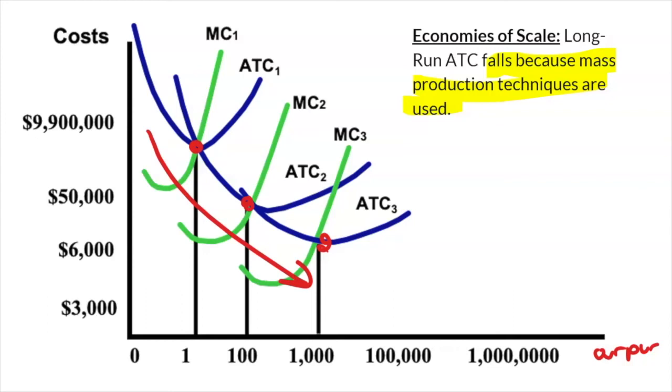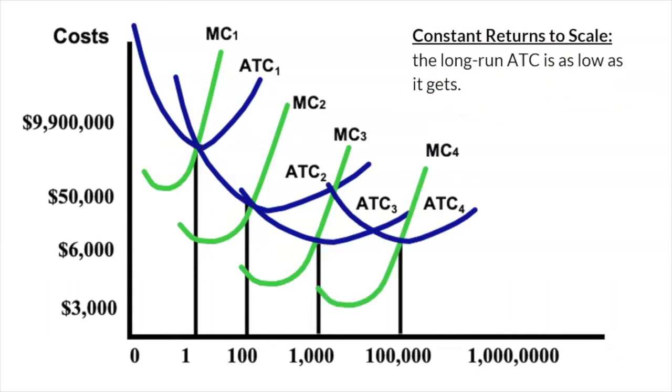And so yes, while the actual cost of running the business is increasing, the average per unit price of all these different resources is falling and falling and falling. And so when our short run ATCs are decreasing, we're going to say that is economies of scale because of mass production techniques. Then we get to a point called constant returns to scale.